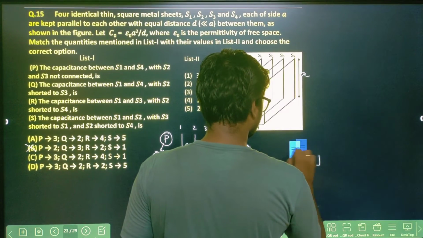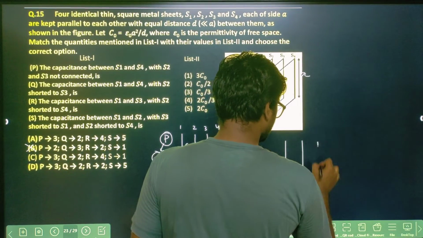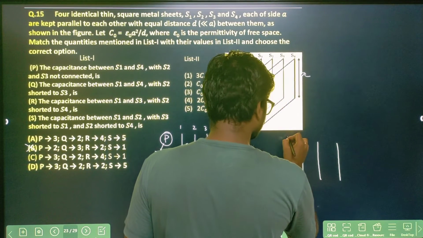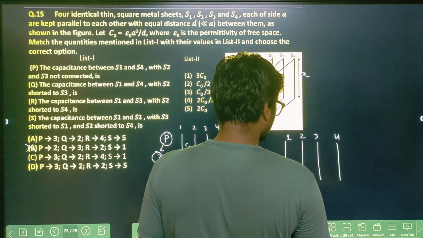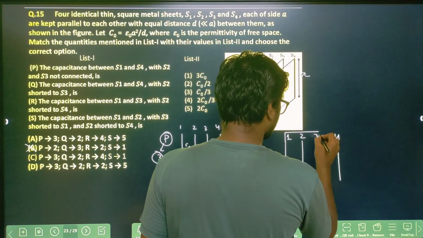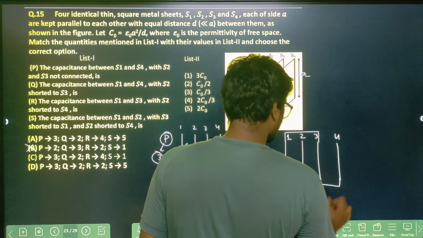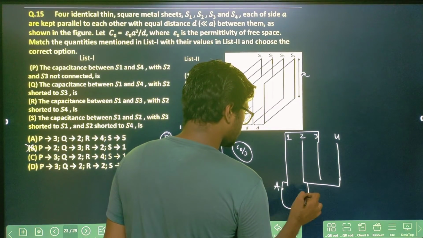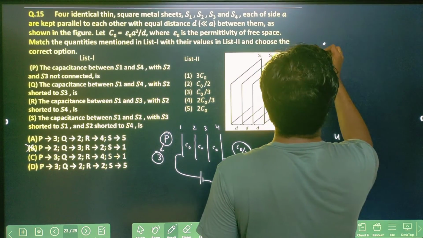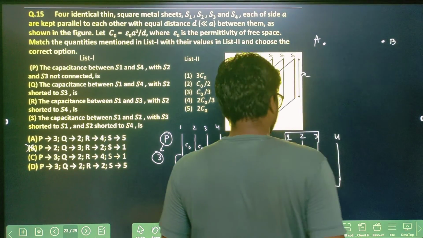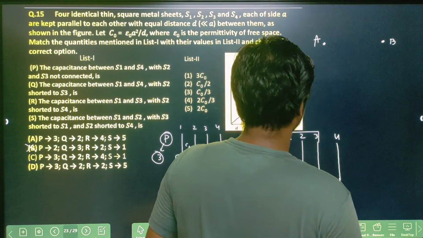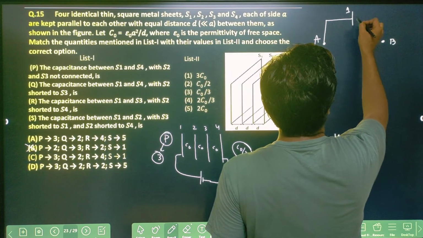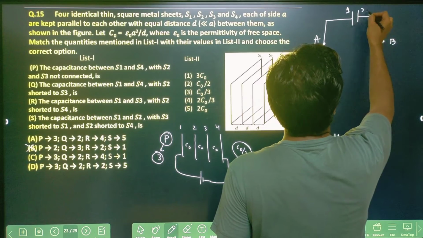Let's draw it a little bit bigger. So this will be 1, 2, 3, 4. You have to find out between A and B, sorry, 1 and 2. And they are telling that 1 and 3 are connected, 2 and 4 are connected. This is the case. Let's choose this point as A and this point as B. From A, 1 and 2 there is a capacitance. So take this as your 1 and this as your 2, connected like this. Clear?